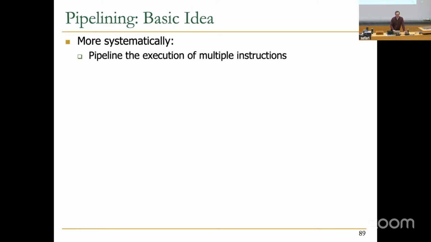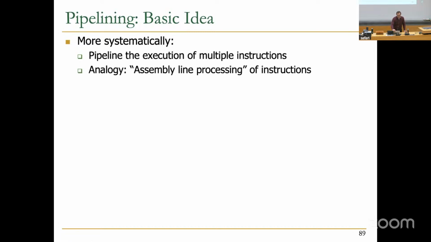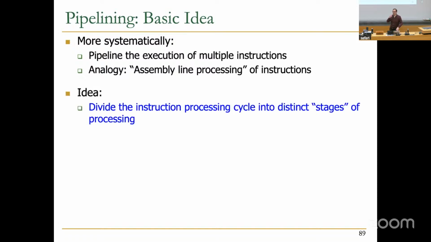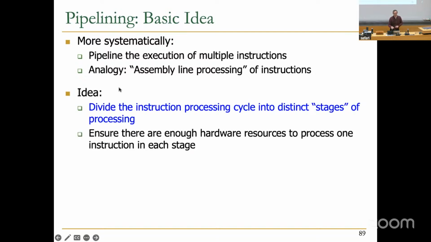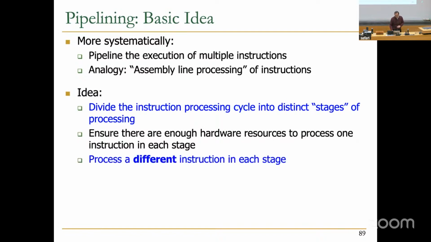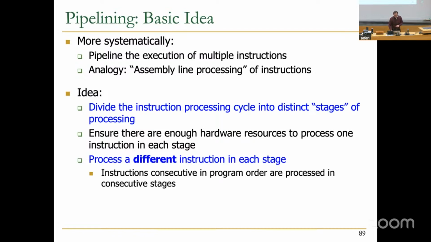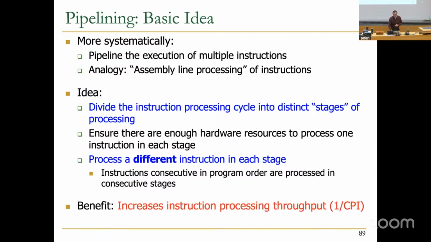So systematically, we're going to do something similar, pipeline the execution of multiple instructions. The analogy is assembly line processing of instructions, or in factories. The idea is we're going to divide the instruction processing cycle into distinct stages of processing, ensure there are enough hardware resources to process one instruction in each stage for whatever we're doing in that stage, and process a different instruction in each stage. Not the same instruction, different instructions, okay? And instructions consecutive in program order are processed in consecutive stages, okay? The benefit is this increases the instruction processing throughput.